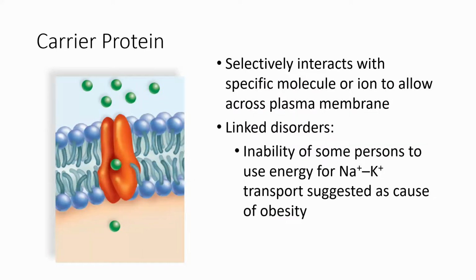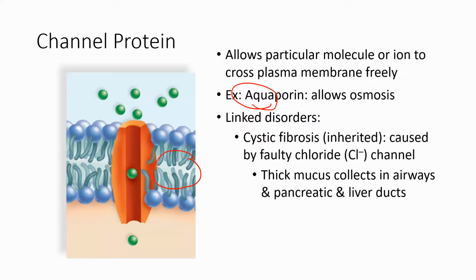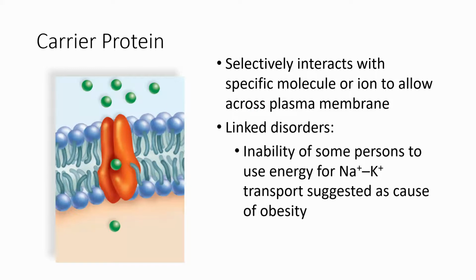Carrier proteins are going to interact with a specific ion or molecule and allow it to pass the plasma membrane. The major difference is that channel proteins tend to have a hole that goes through them. Carrier proteins usually will take things across the cell membrane by changing their shape, so that the molecule that was attached on one side of the membrane gets spit out on the other side of the membrane. A linked disorder: there's some research to support that some people who are not able to easily use their energy for sodium-potassium transport with a sodium-potassium pump may have that as a contributing factor to their obesity.